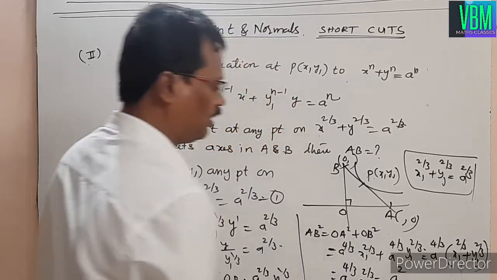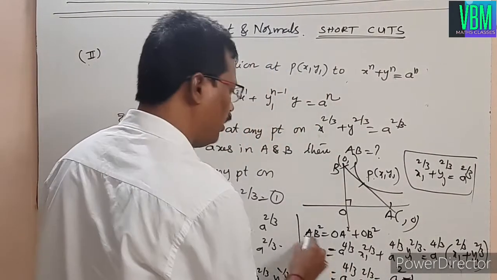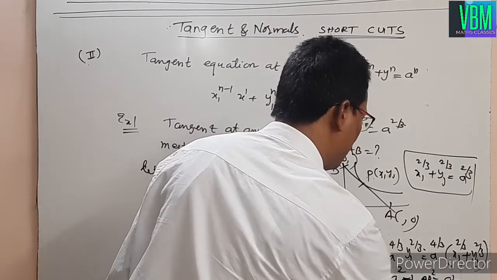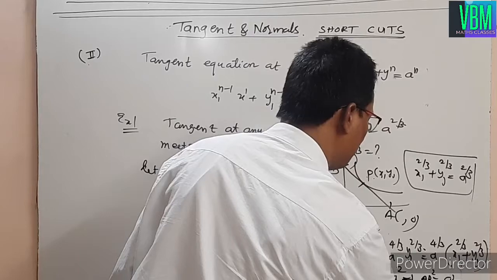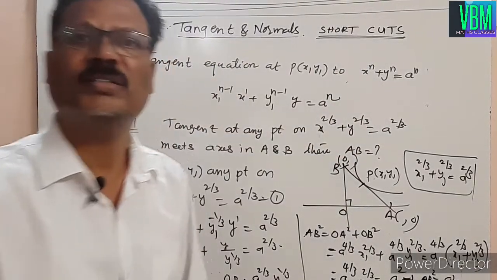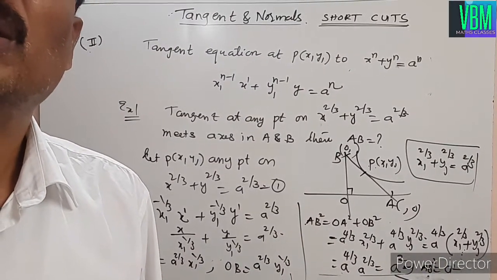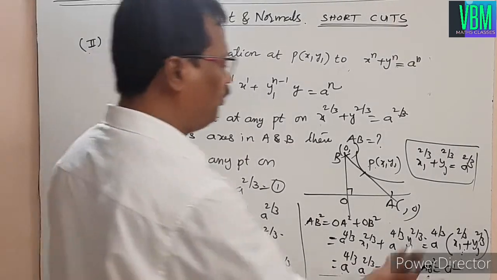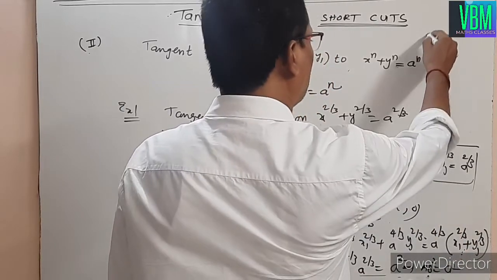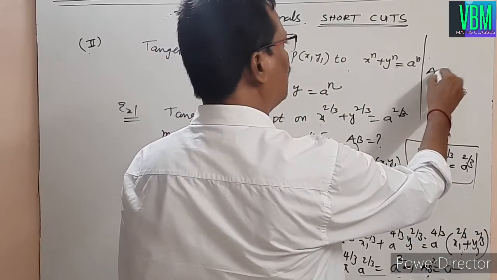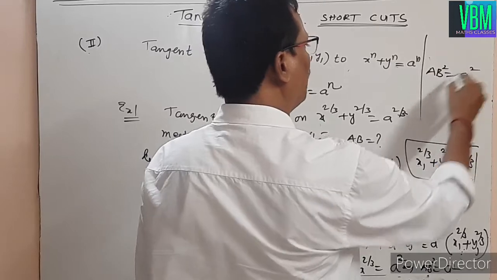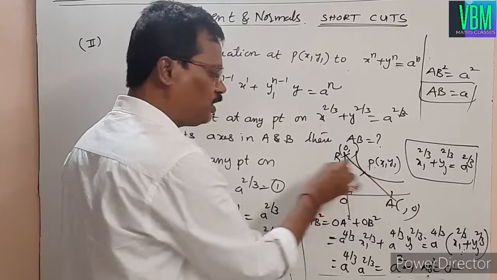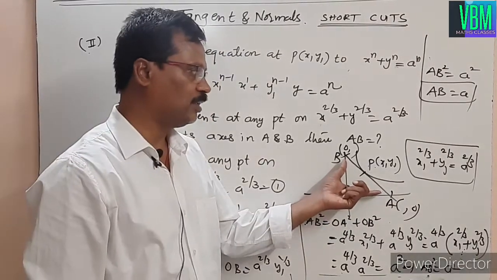Therefore how much did we get? We got a square. This implies we got OA square is equal to a square, and therefore AB will be equal to a. Okay? Therefore AB square is equal to a square, so AB will be equal to a. Therefore the length of the portion of the tangent between the axes, AB, is a.